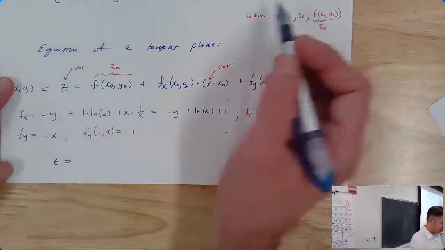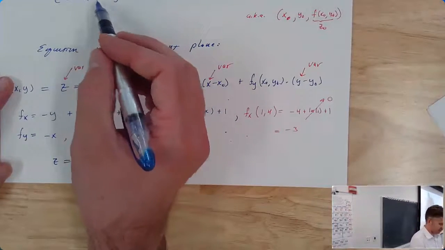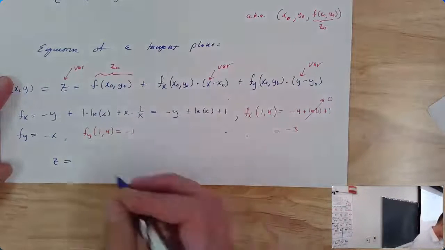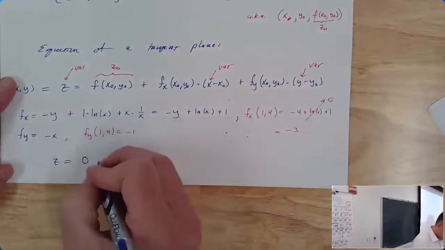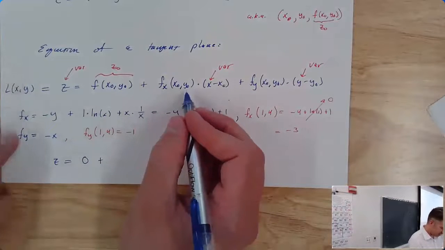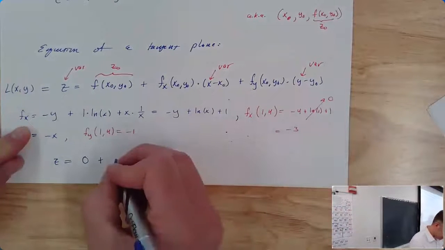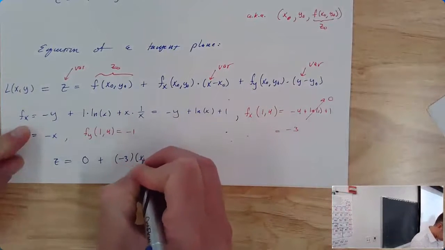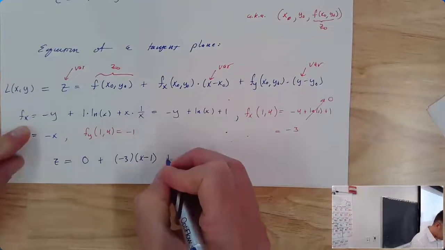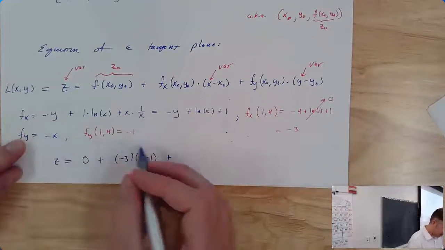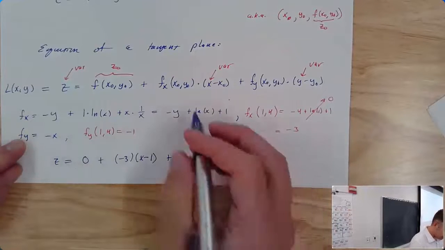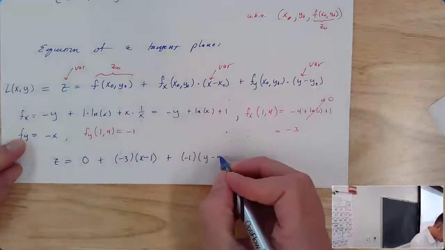You could plug in 1 for X and 4 for Y, you get 4 minus 4 plus 0, which is 0. Plus the partial with respect to X, which we just found to be equal to negative 3 times X minus the X coordinate, plus the partial with respect to Y, which we found to be negative 1 times Y minus the Y coordinate.